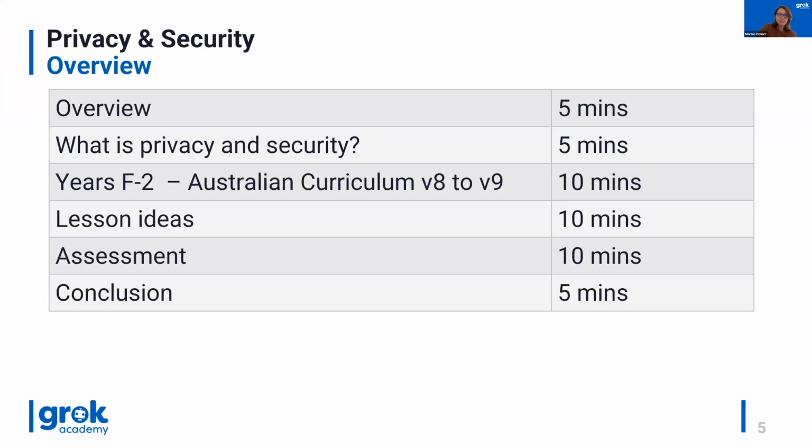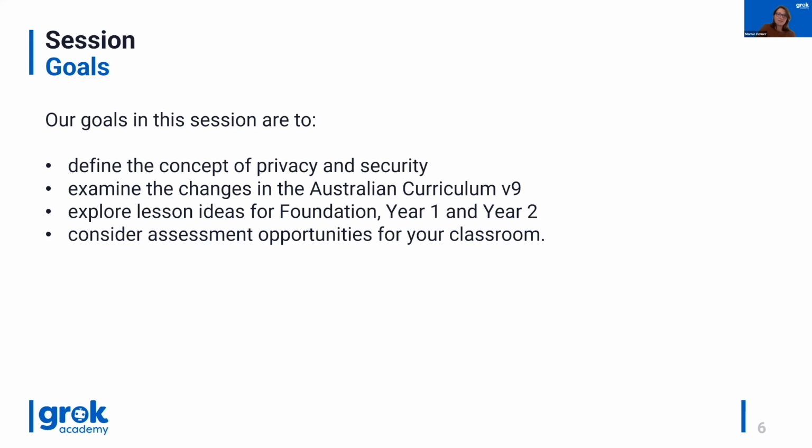Our goals for today's session are to unpack the concept of privacy and security, to examine the changes in the Australian curriculum from version 8 to version 9 in relation to digital technologies for the year levels of Foundation to Year 2, and to explore specific lesson ideas and assessment opportunities in your classroom in relation to privacy and security. In this 45-minute session, the goals are to define the concept of privacy and security, to examine the changes to the Australian curriculum version 9, to explore the lesson ideas for Foundation, Year 1 and Year 2, and to consider your assessment opportunities for your classroom.